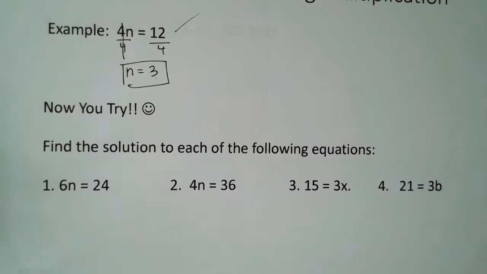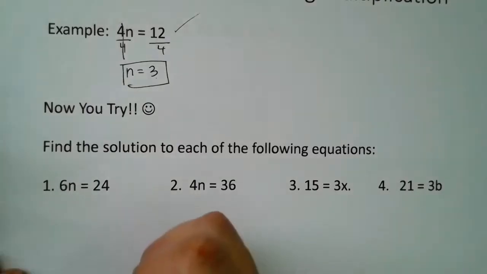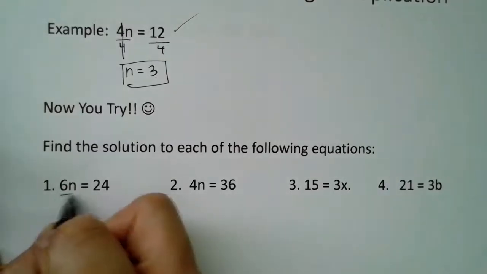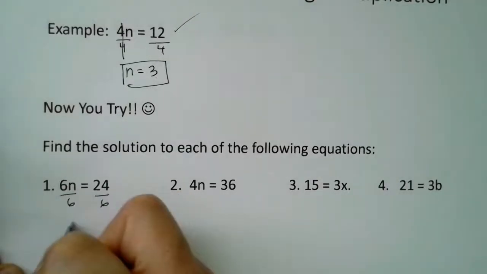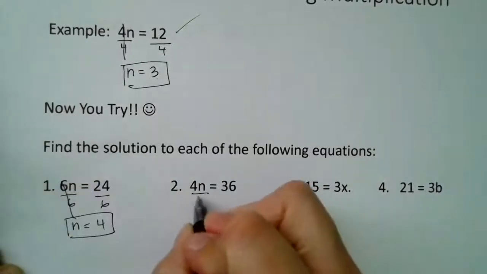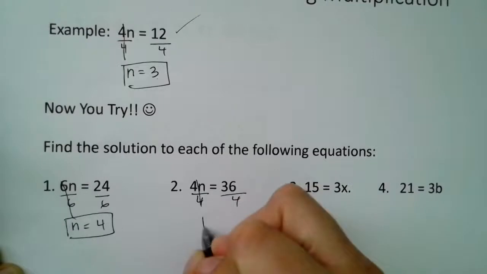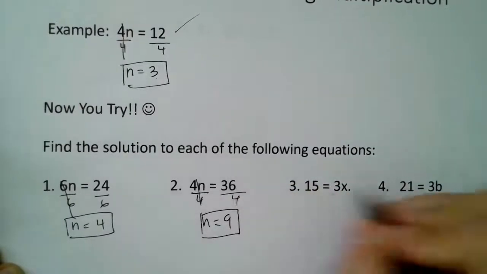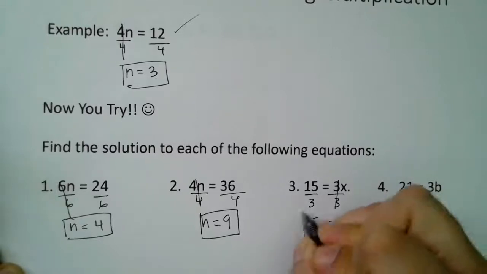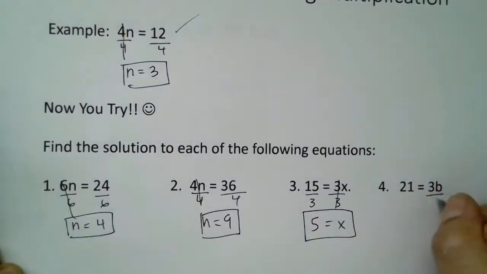All right, so I'm assuming that we did that. So let's go ahead and solve it. For the first one, we get n is equal to 4. For the second one, dividing both sides by 4, we get n is equal to 9. The third one, dividing both sides by 3, we get x is equal to 5, or 5 is equal to x. And then the last one, dividing both sides by 3, we get 7 is equal to b, or you can write b is equal to 7, because they mean the same.